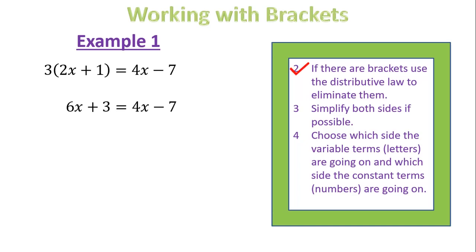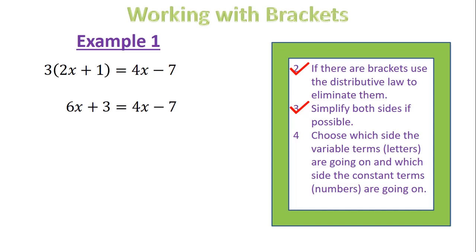Step 3, simplify both sides if possible. Now if we look at our equation, both sides are simplified. 6x plus 3, they're different terms, and 4x minus 7 are different terms, so there's nothing to simplify. Step 3 is sorted. Step 4, choose which side the variable terms are going on and which side the constant terms are going on. Let's have a look.